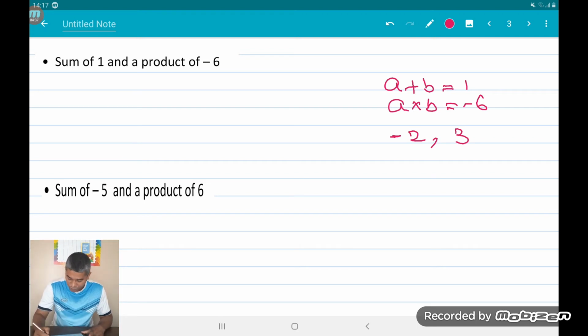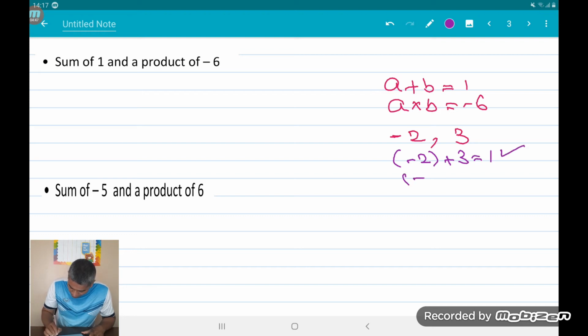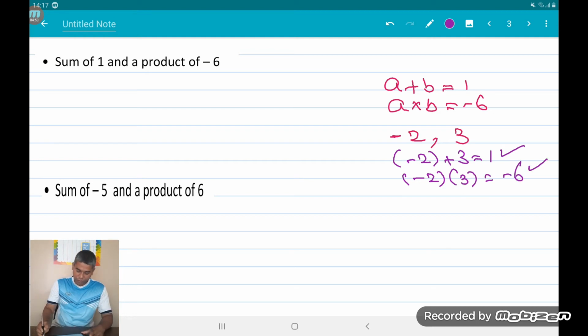Will it work? Let's check. What about minus 2 plus 3? Minus 2 plus 3 is 1. Okay, working well. What about minus 2 times 3? That is minus 6. Yes, both are working very well. So the numbers are minus 2 and 3.